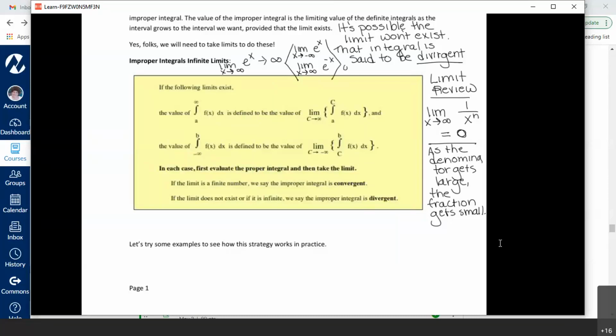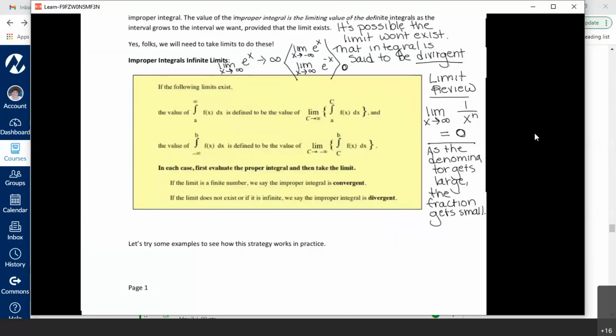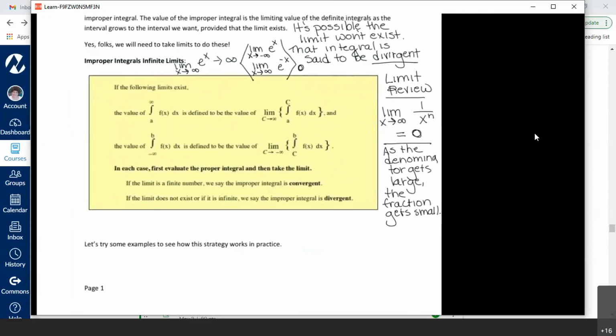These approach 0, for the same reason. Remember what 1 over e to the x is. e to the x is blowing up, but this says it's in the denominator. Likewise, if you let this approach negative infinity, you're doing the same thing. So these are two limit examples you need to remember.